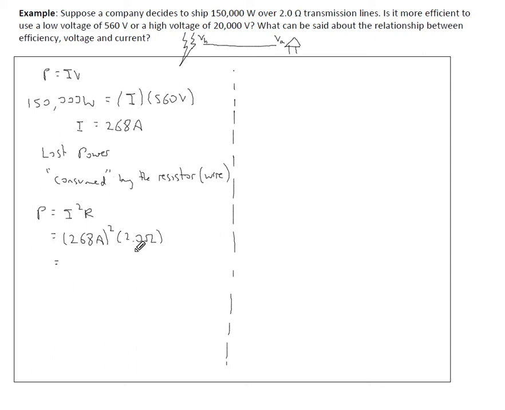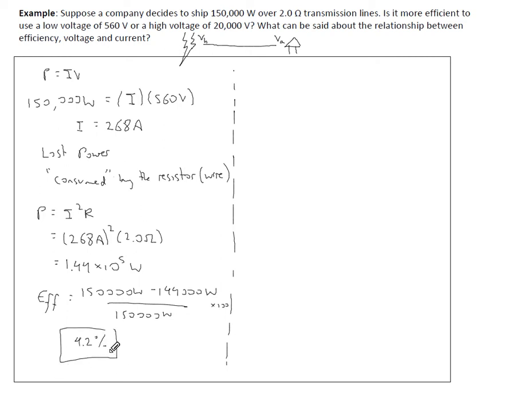So there's our 2 ohm transmission line. We get a value of 1.44 times 10 to the 5 watts. So we can solve for our efficiency. We wanted to transfer 150,000 watts, but we lost 144,000 watts in the process. So it's kind of a waste of money. I don't think anyone would agree to this. You get 4.2% efficiency. Oh, pitiful.